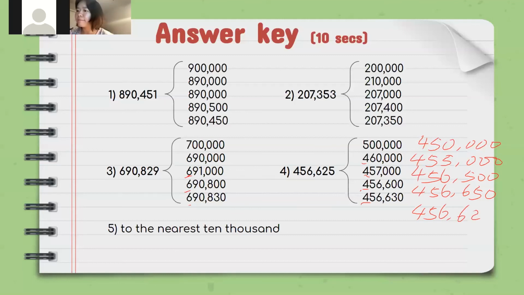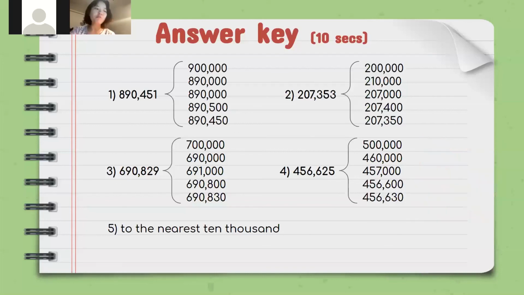And the midpoint for the tenth place will be 456,625. So that is exactly the same as the number we have. And since we have the group that has 5, 6, 7, 8, and 9, we round the number up. So we round this number up to 456,630. Okay. And that's all for the basic problems.